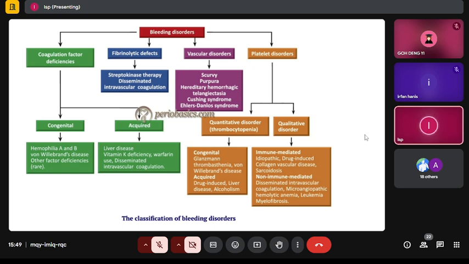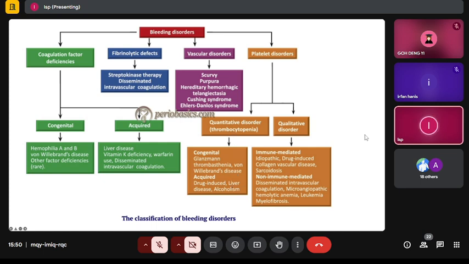So what can happen to the platelet? Platelet can be reduced in number. You do not have enough platelets, you have easy bleeding. That's called thrombocytopenia. So what can cause thrombocytopenia? It can be congenital or acquired. Inheritable low platelet is not so common. One of it will be von Willebrand disease. Acquired can be drug-induced or liver disease or chronic alcoholism causing low platelet.